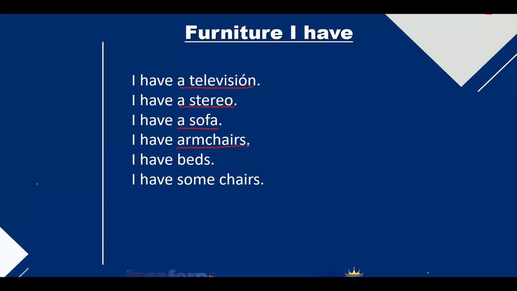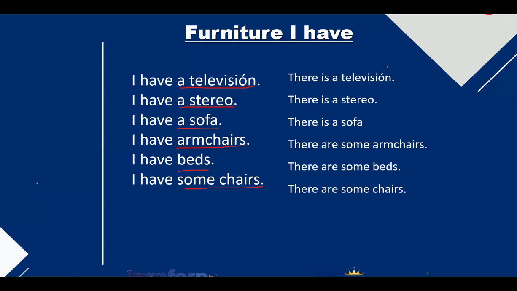Armchairs, it's plural. There are armchairs. Bed, singular or plural? There is or there are. There are. I have some chairs, singular or plural? There are. So here it is, right? Aquí están las respuestas. There is a television, there is a stereo, there is a sofa, there are some armchairs, there are some beds, there are some chairs.